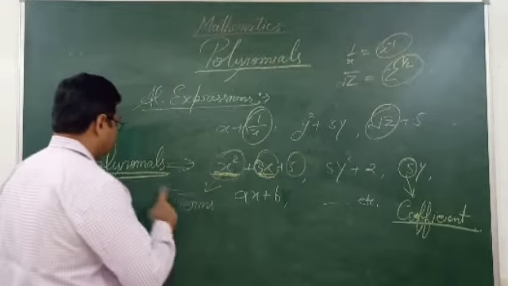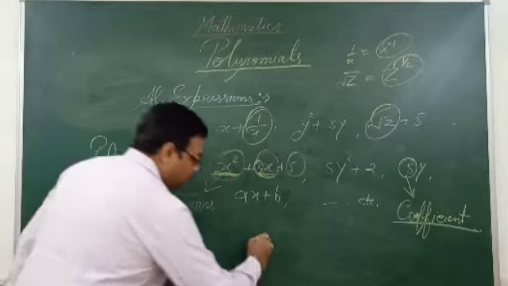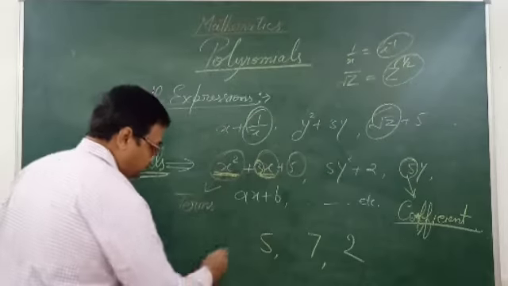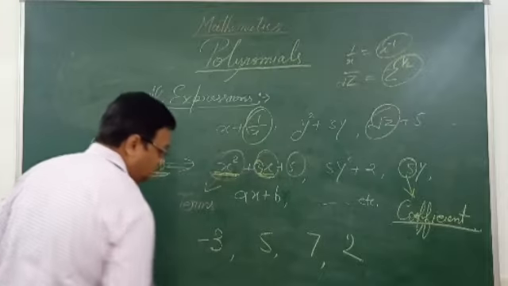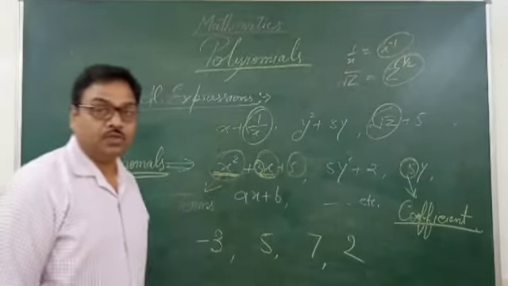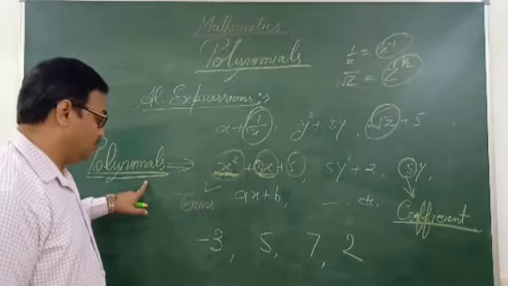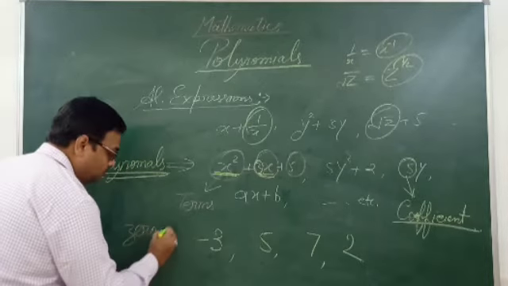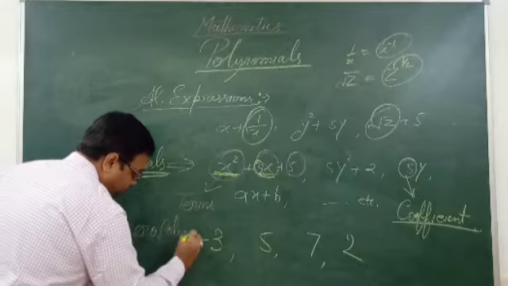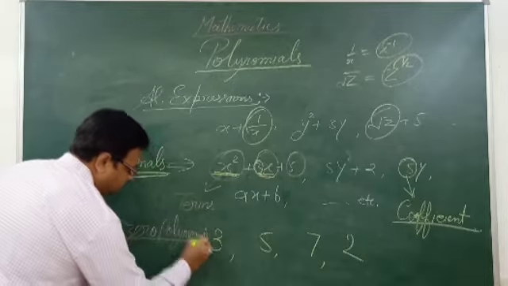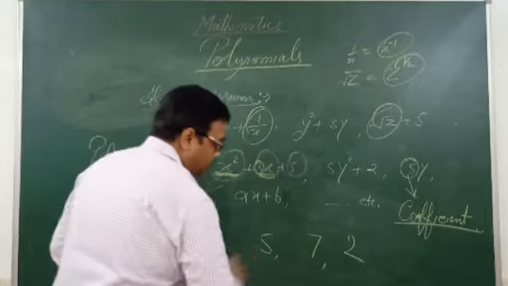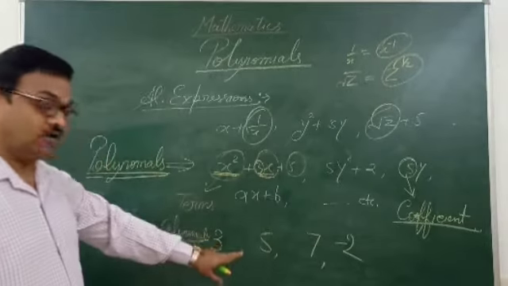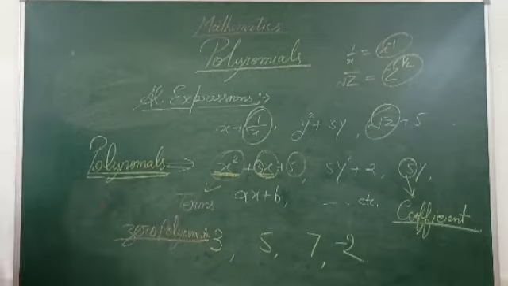The next thing I especially would like to tell you is that numbers like 5, 7, 2, and especially negative numbers also, are a special kind of polynomial. What are these known as? Zero polynomials, where only positive or negative numbers are given. These are known as zero polynomials.